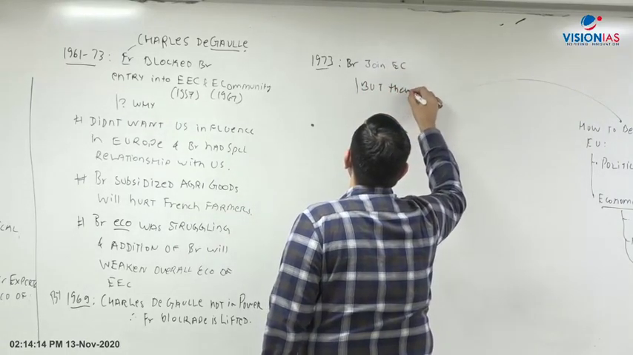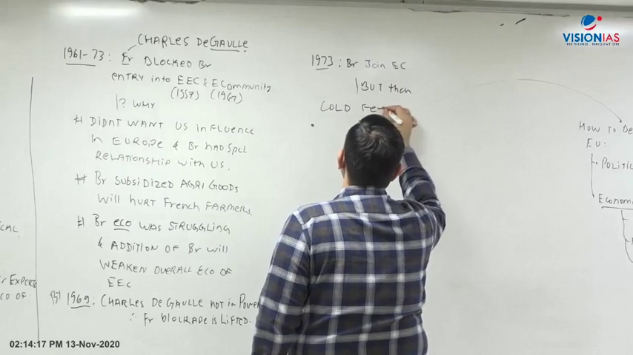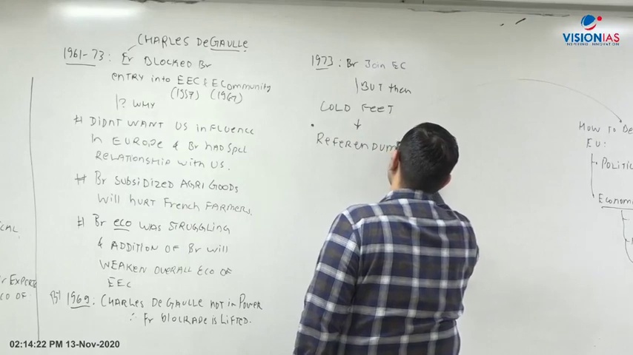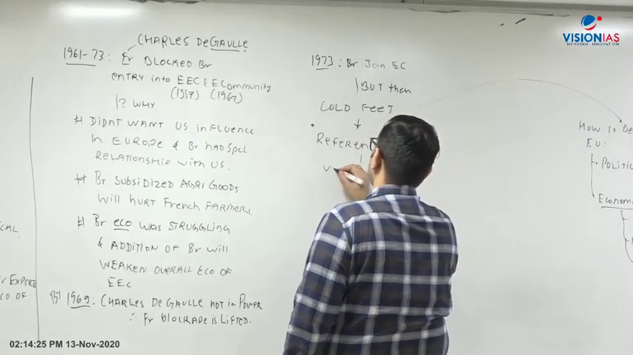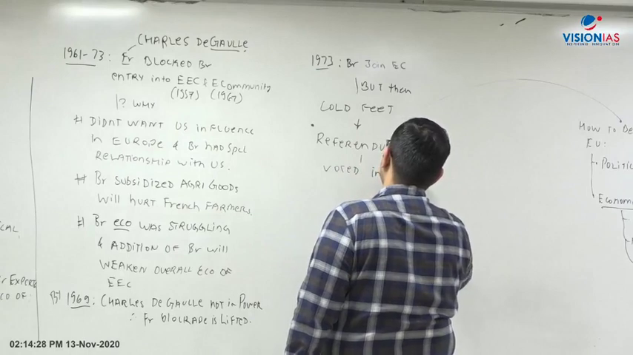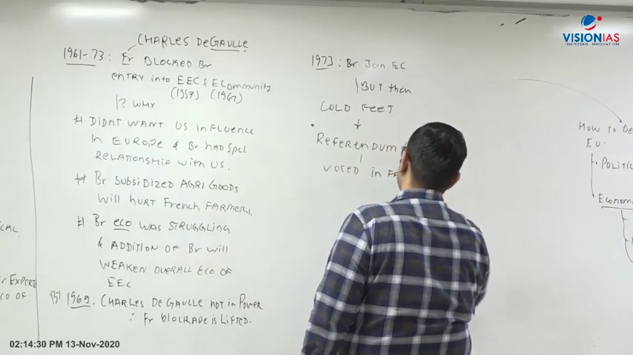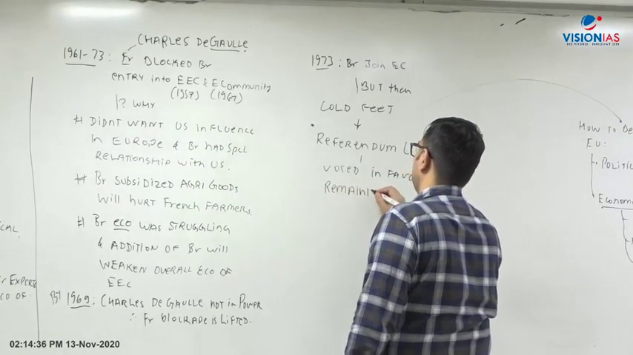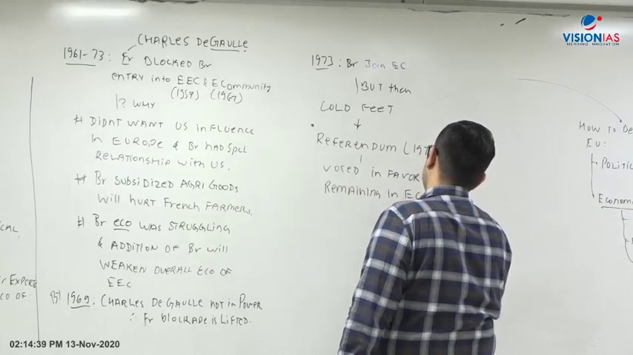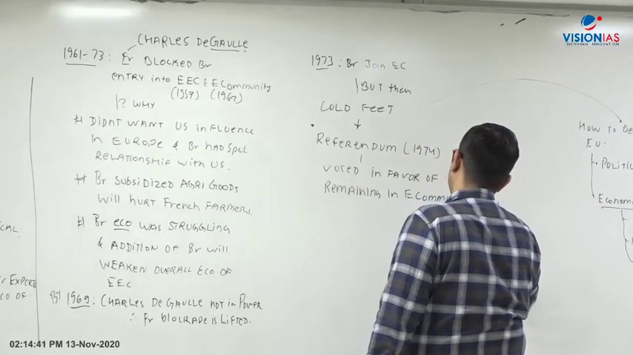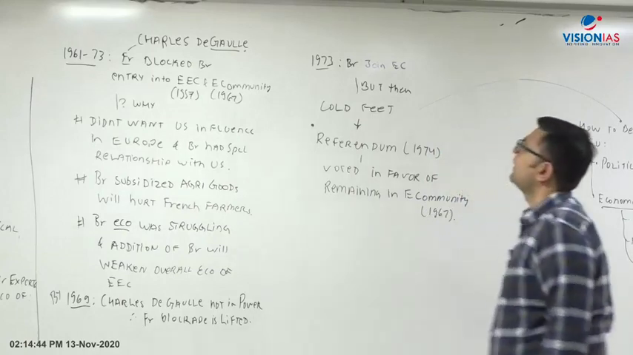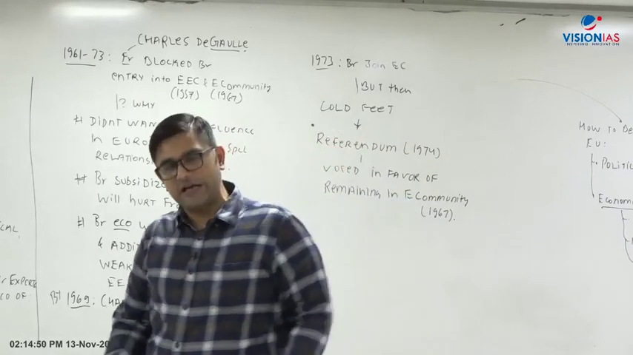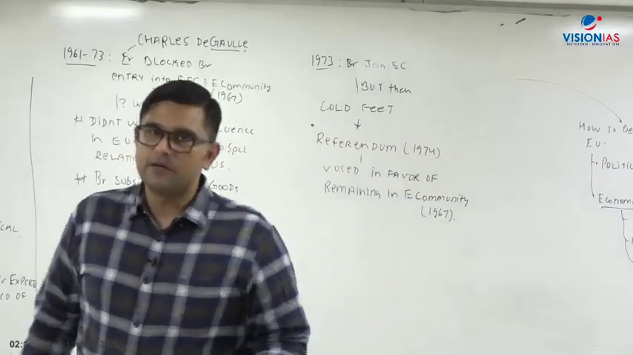but then cold feet, and then referendum. So therefore there was a referendum. This referendum is not happening for the first time, it had happened then also. Same concerns were there. Sovereignty. What are the concerns of the Britishers today? The number one concern is sovereignty.